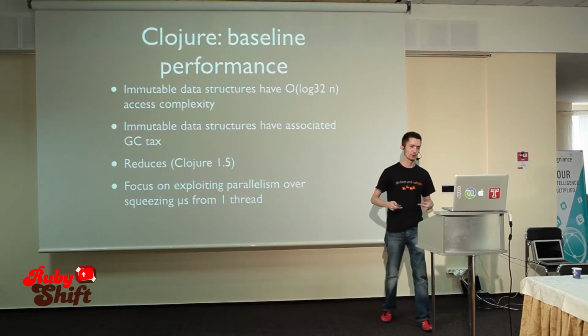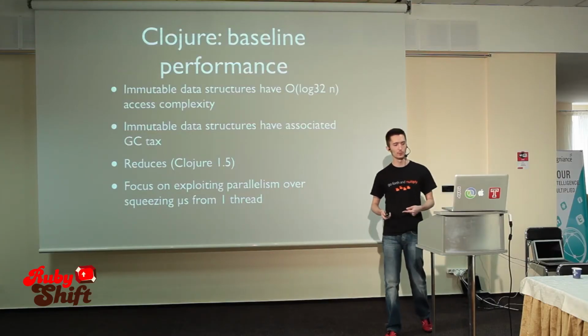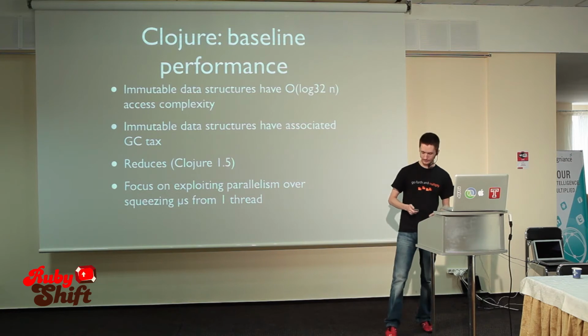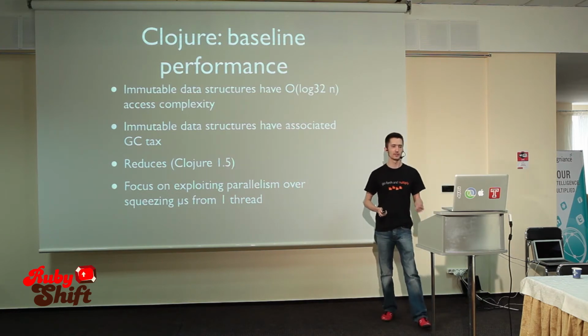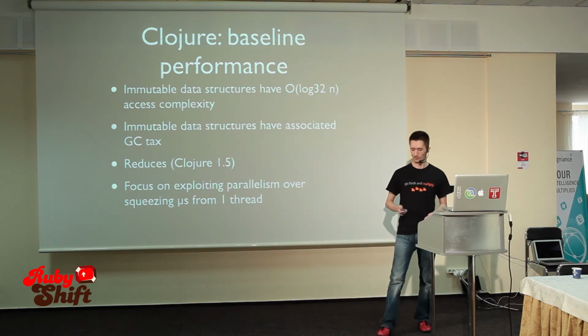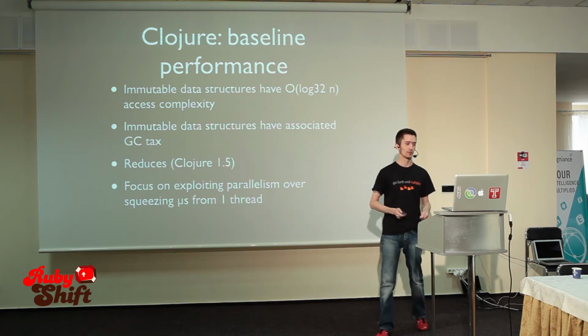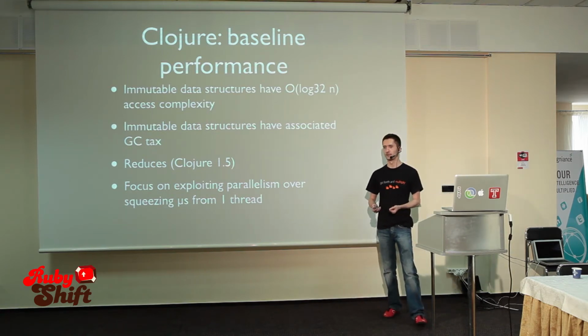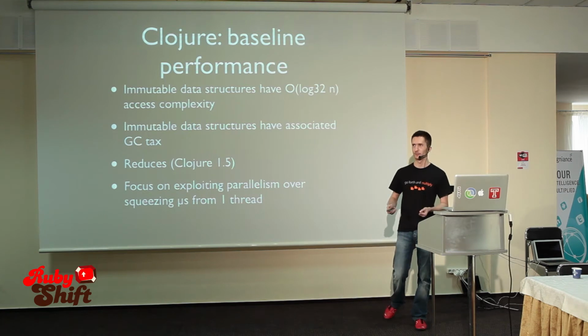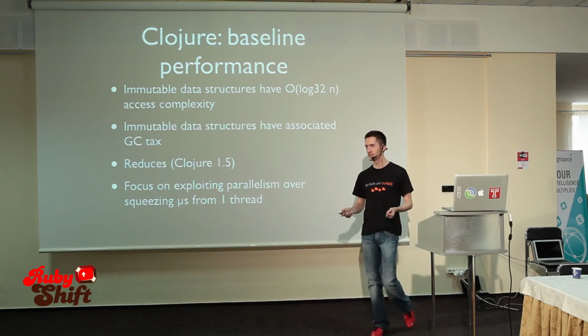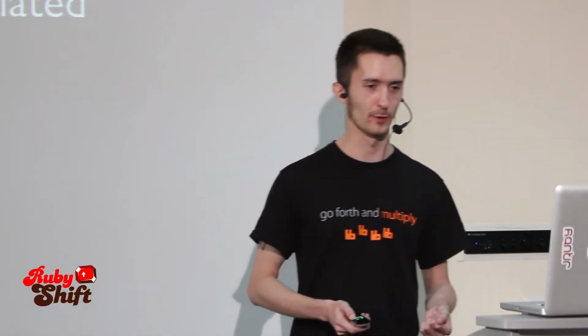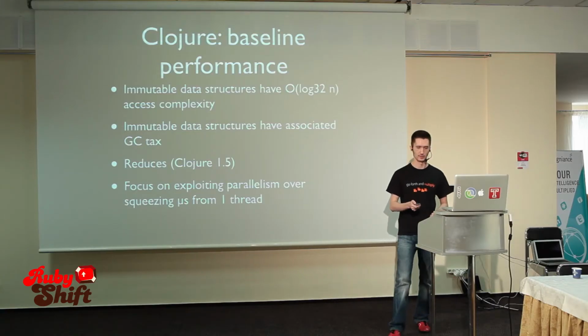In general, the Clojure core team focuses on exploiting parallelism over just squeezing every bit of performance from a single thread because, well, the number of cores is growing. Maybe it's growing slower than some people expect. I mean, by now we were supposed to have, what, 64 cores? Where are my 64 cores? But okay, 8 cores is probably better than 1 or 2. So that's where the focus is going.